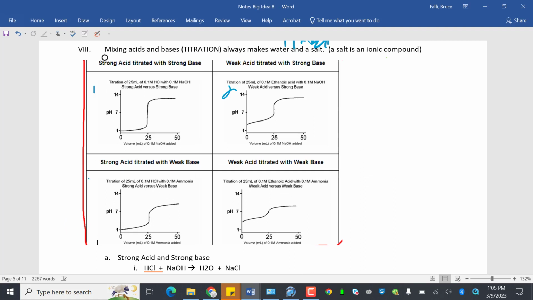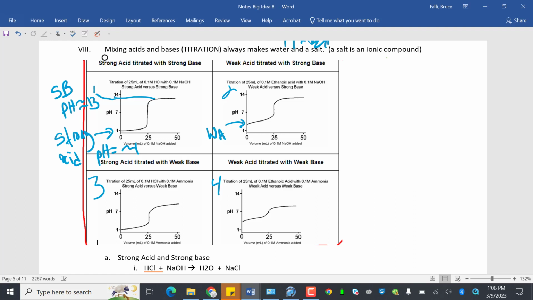Not that these numbers mean anything special, 1, 2, 3, and 4. But what I want to point out is this one says strong acid because the pH is about 1, and ending up here means I'm dealing with a strong base. The pH is about 13. If I look right here, see how this is clearly not 1? This would be a weak acid. And this is about 13, so this would be a strong base. I know they're labeled, but you may be asked to figure out where they go.